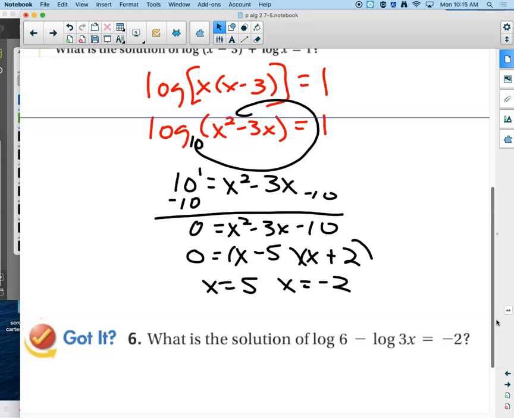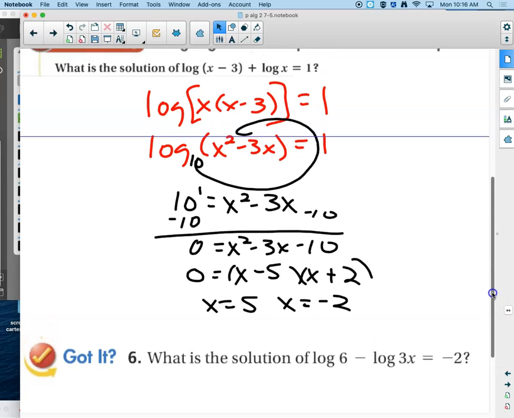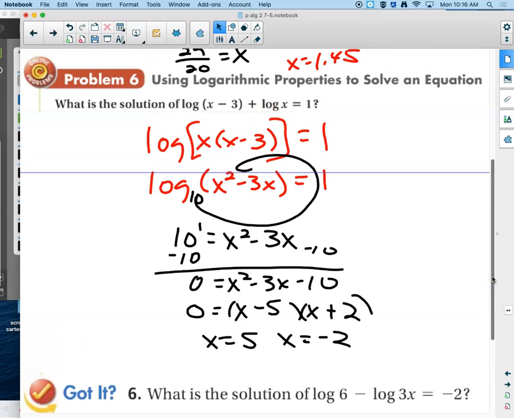Unless one of them doesn't work. So we have to check these. The one I'm really worried about is the negative one. Remember we said our bases are always going to be positive. So let's check it out and see what happens. If we go back up here and put in a negative 2, it's going to say the logarithm of negative 5 plus the logarithm of negative 2. So we got a problem.